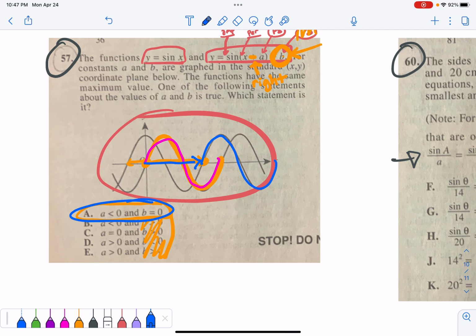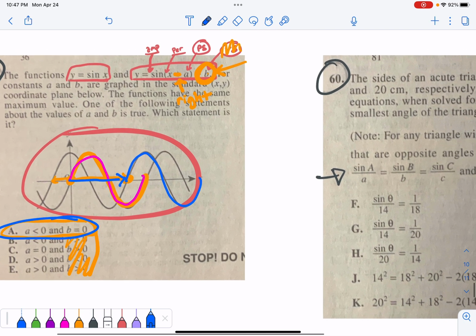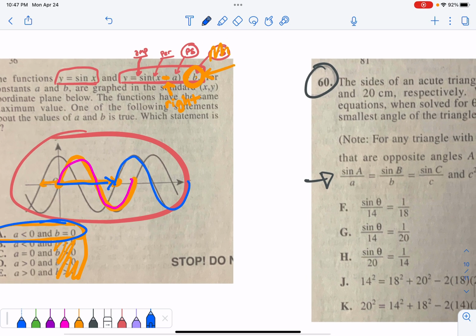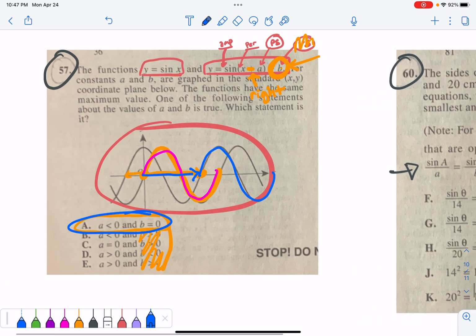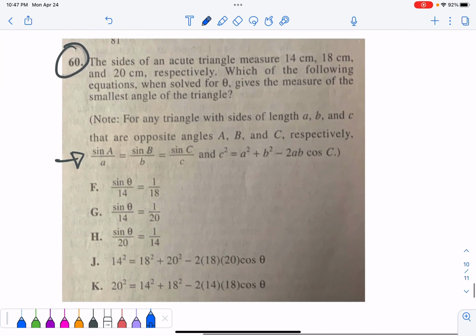So again, not a hard problem, but just dissecting things and knowing what you're trying to do, that's doable. You trig kids could figure that one out. Okay. All right, 60, last one.